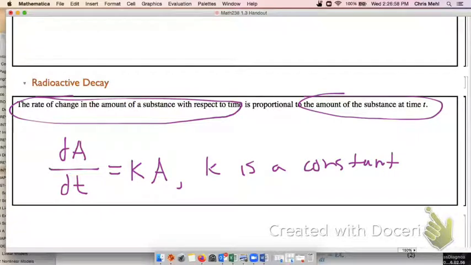And again, you might be given the solution to this, or you'd have to find the solution. You'd have to use an initial condition to find the constant of proportionality, or possibly some other information. Okay.